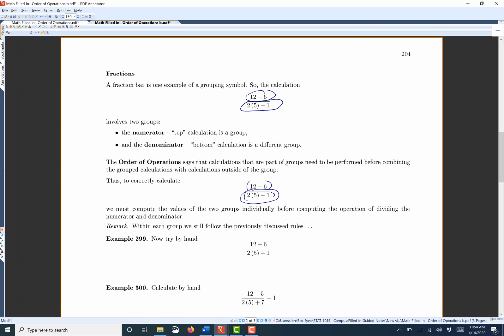So let's try it by hand. I'm going to come over here and I'm going to do everything on the top and everything on the bottom. So the top is 12 plus 6. That's very simple at 18. The bottom has a few more things. 12 times 5 minus 1. So we have to do multiplication first. So this will be 10 minus 1, which gives me 9. So now come back over here. So the top simplified to 18, the bottom simplified to 9. Now you may or may not remember, a fraction bar means divide. So 18 divided by 9 is going to give me 2.